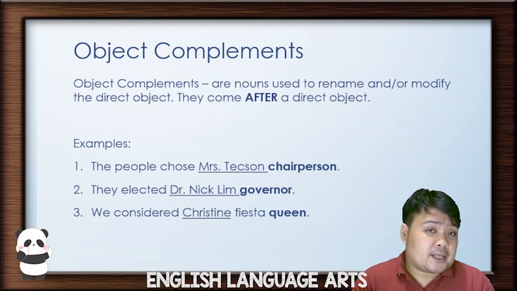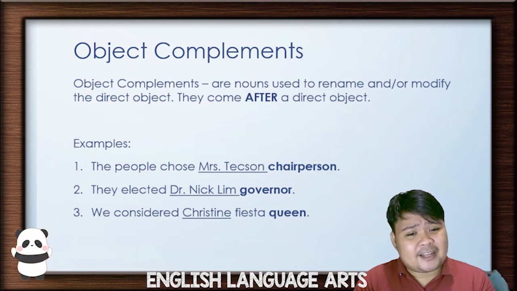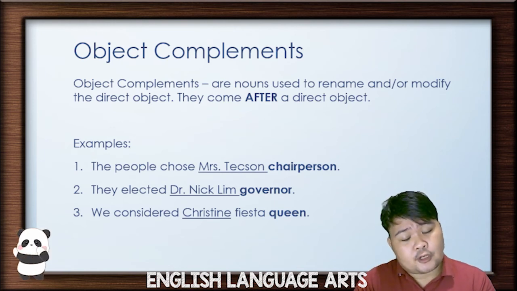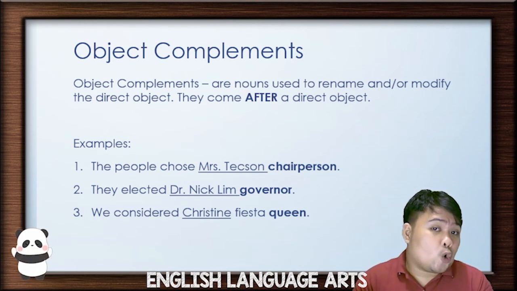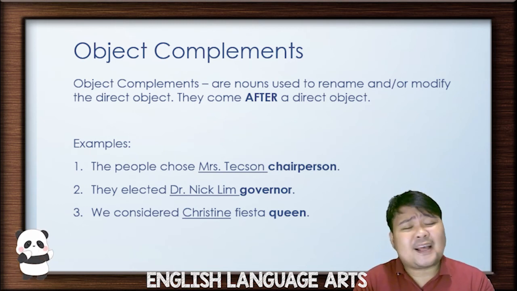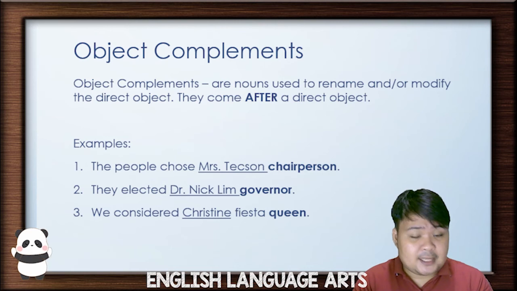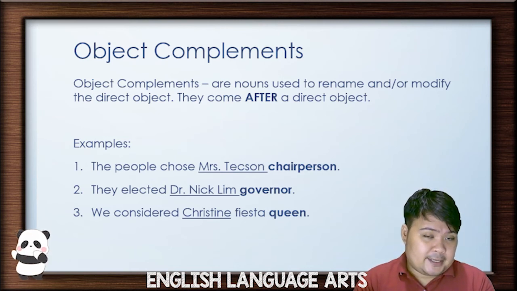Therefore, chairperson is OC. Number 2, they elected Dr. Nick Lim governor. Again, Dr. Nick Lim and governor are basically the same person. Therefore, governor is OC, object complement. Number 3, we consider Christine Fiesta Queen. Queen and Christine are the same person. Queen, therefore, is OC.